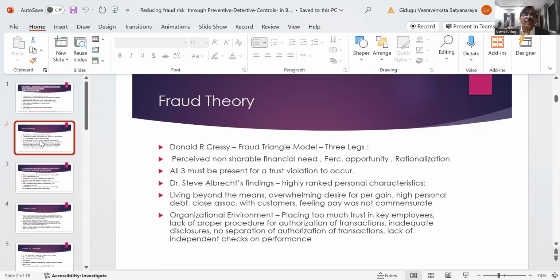So living beyond the means, overwhelming desire for personal gains, high personal debt, close association with customers, and feeling pay was not commensurate are the characteristics they find with fraudsters. And the organizational environment.